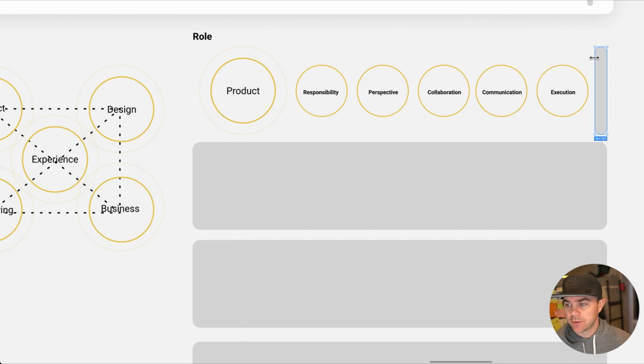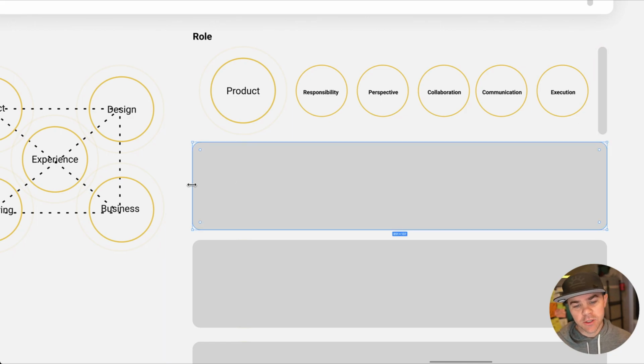And then the last one is execution. How is product executing? So this could be like, what is happening inside of a sprint? What is happening inside of a whole quarter? What is happening inside of a whole year? What does the execution look like across the entire paradigm? And how are they really optimizing it? All right, let's go to the next one.